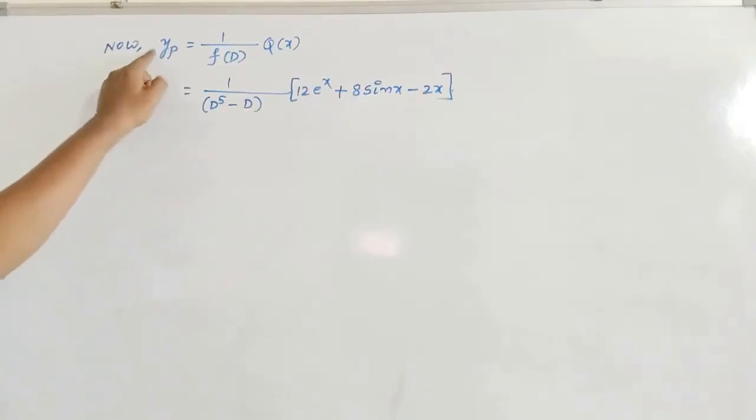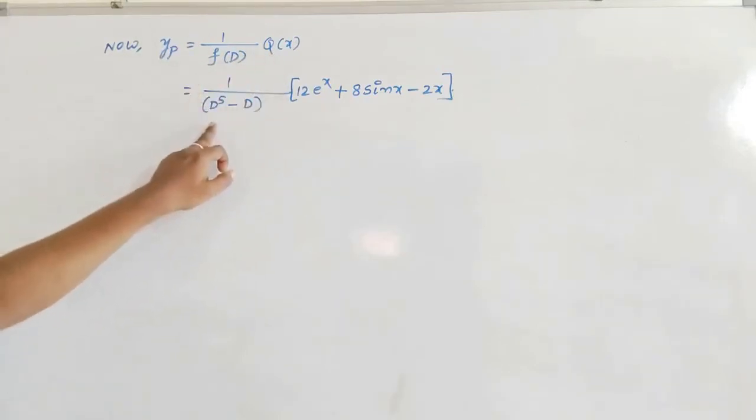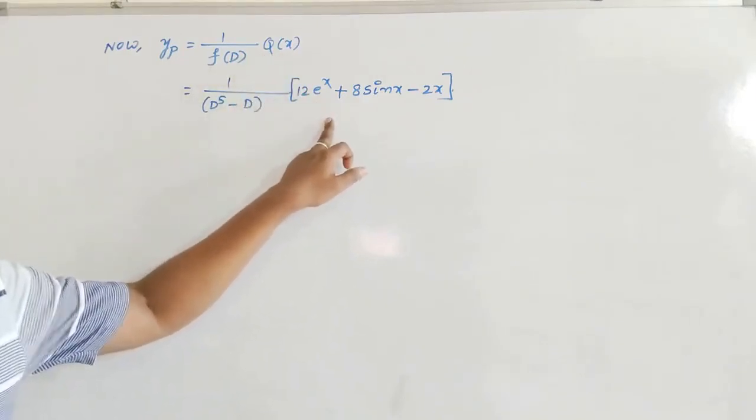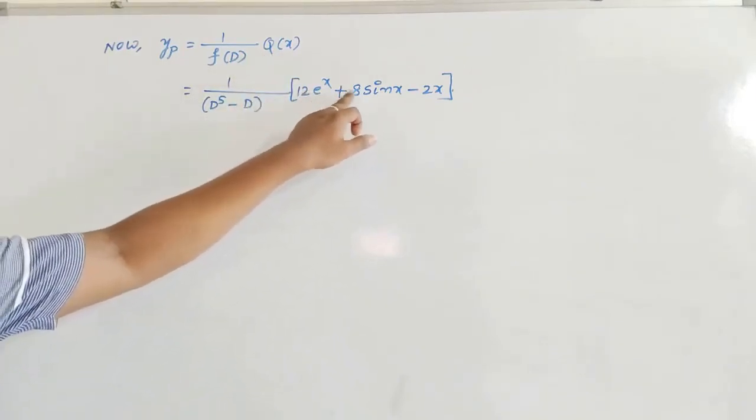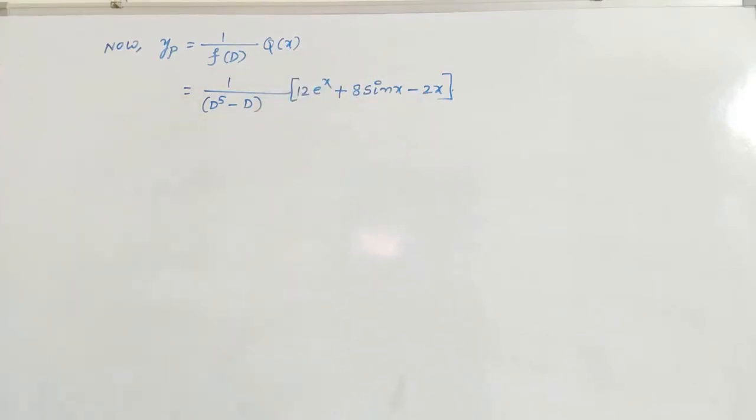Now already you know that yp is equal to 1 by f of D of Q of x. I am replacing f of D from the given problem, which is D power 5 minus D, and Q of x is nothing but the right hand side function in the given problem, which is 12 e power x plus 8 sin x minus 2x. It contains 3 parts. So separate the terms first.